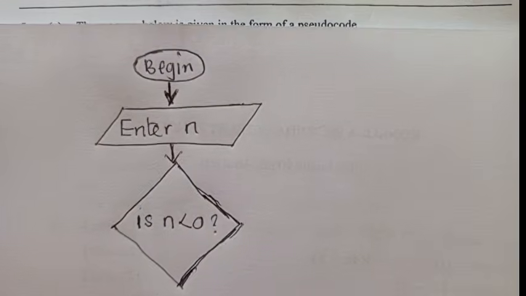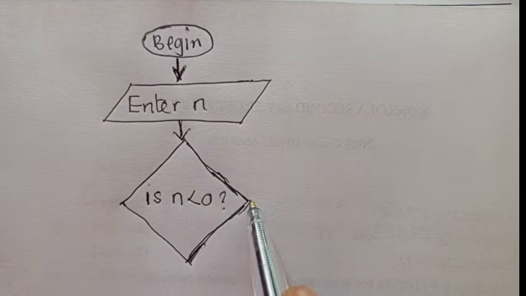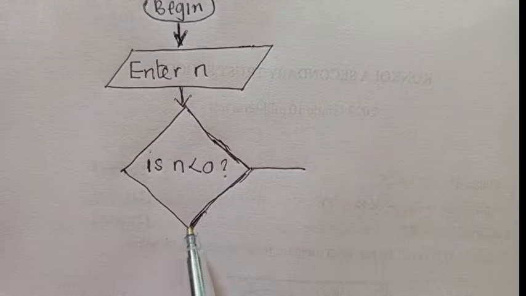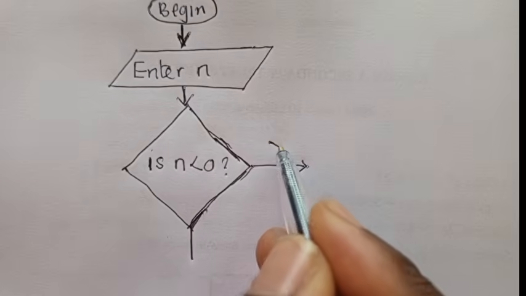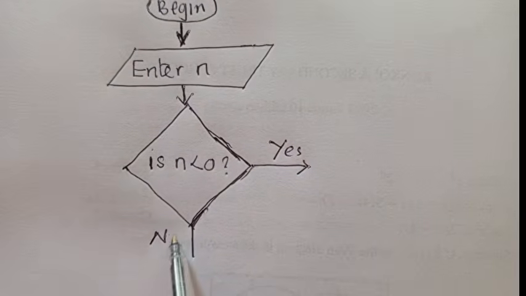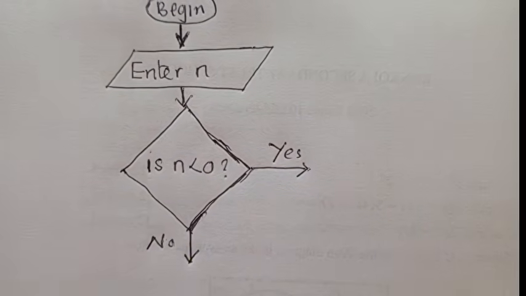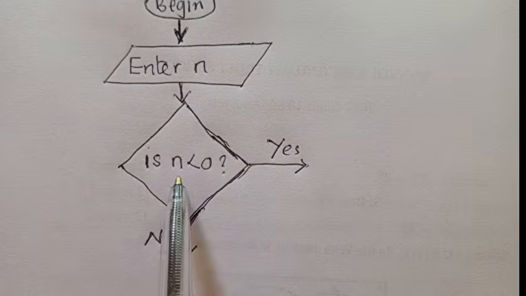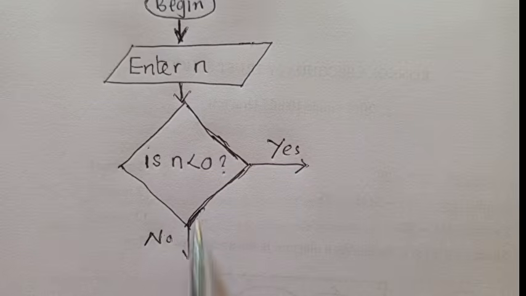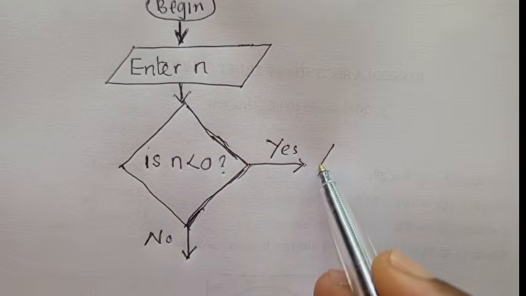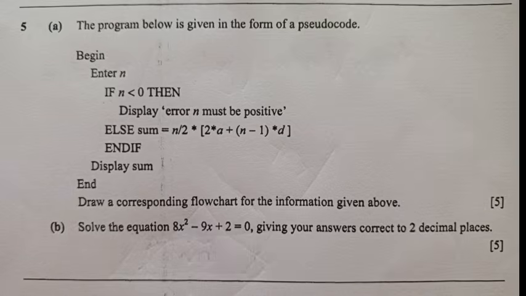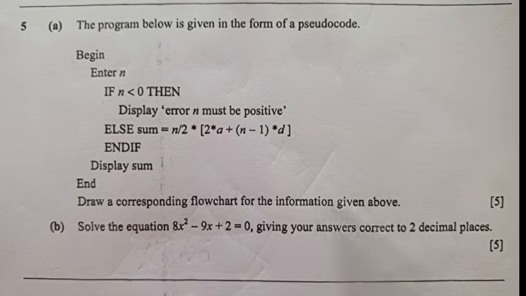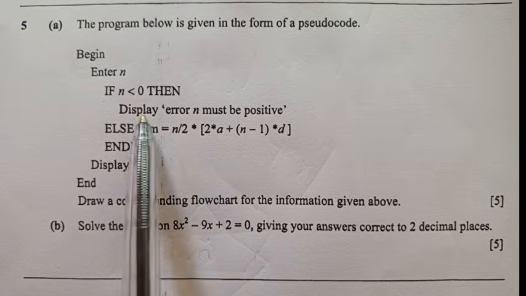From here, there are 2 options. The answers will be yes or no. You show an arrow, this is yes, no. Remember, when you've been asked a question like this one, you expect to have two answers, yes or no. If it's yes, it will go this side. If it's no, it will go downwards. Let's check first what follows. It says display error, n must be positive. So this word is a key word, display.